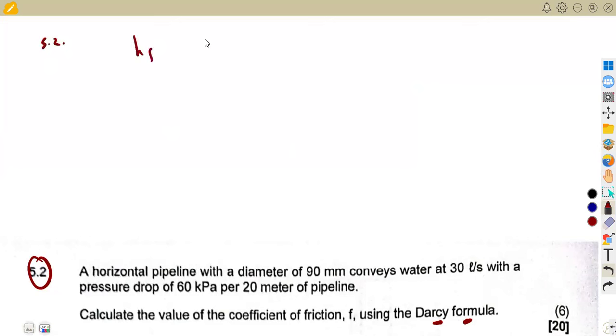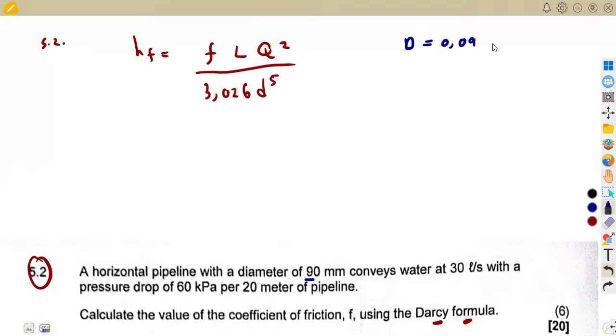Remember, our Darcy formula states that it's going to be F, which is our coefficient of friction, times the length of the pipe, times Q, which is the discharge, to the exponent of 2, over 3.026 d to the exponent of 5. With this, do we have everything in this case? We have got the diameter, so we're going to have our diameter in meters. That will be divided by 1,000, giving 0.09 meters.